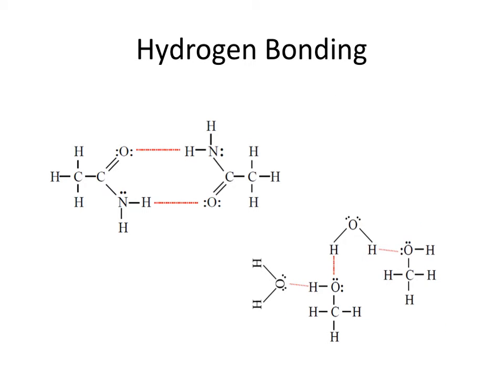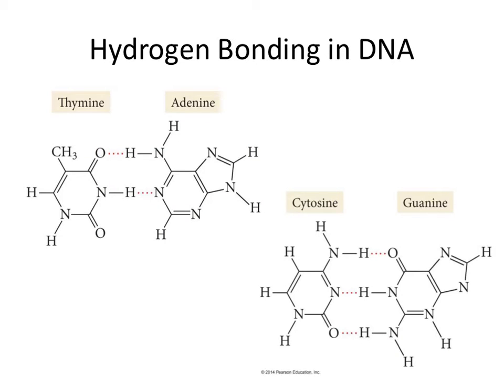Let's look at the hydrogen bonding in these molecules. See, we have a hydrogen bonded to a nitrogen, attracted to an oxygen in a neighboring molecule. Here we have a hydrogen bonded to an oxygen, attracted to an oxygen in a neighboring molecule, a hydrogen bonded to an oxygen, attracted to an oxygen in a neighboring molecule. You also see hydrogen bonding in DNA.